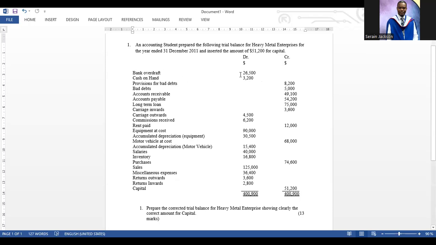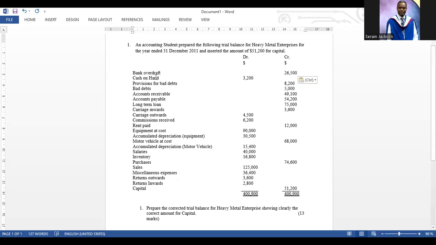So the first item there, bank overdraft. What did we say about bank overdraft? It's a liability. And liability must be what? Credited. So this is on the wrong side. So we're going to move this and put it on the credit side.